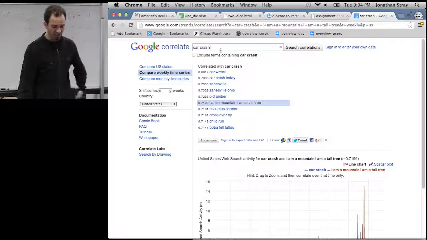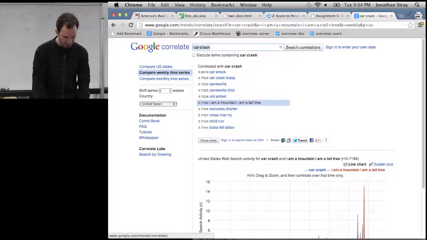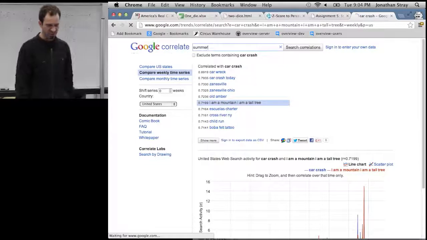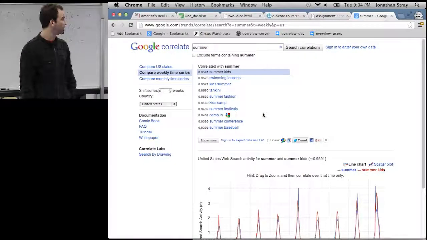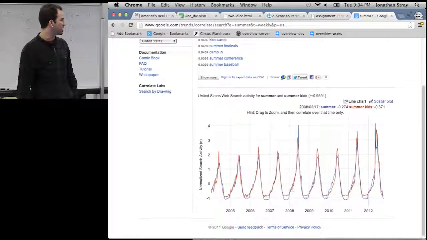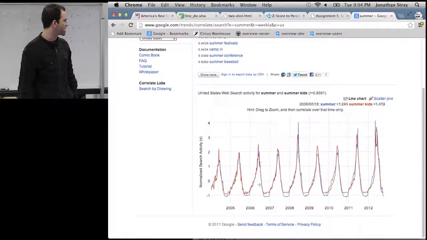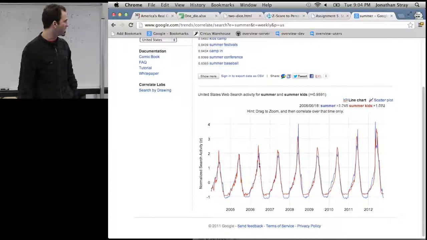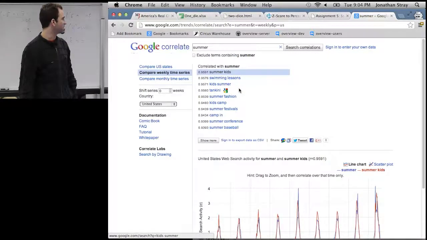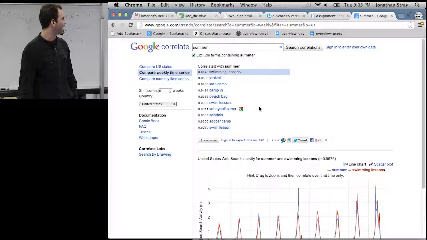So that one is kind of silly, but let's try this one. I don't think we actually got anything that made sense. But this one... Yes, exactly. First of all, summer has this seasonal pattern. What a shock. People are talking about summer and summer. And actually, less afterwards and more before, there's this anticipation. But look, swimming lessons. Kids camp. Summer baseball. Let's do that. Beach bag. Sandals. That makes sense.